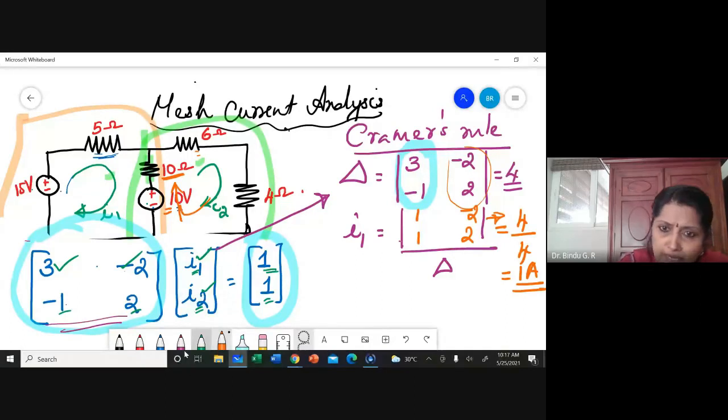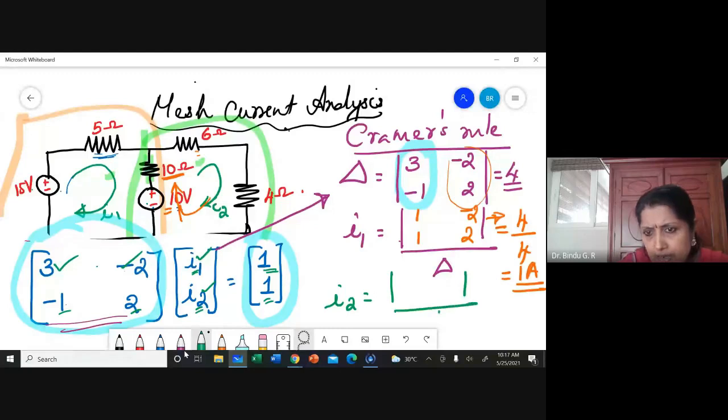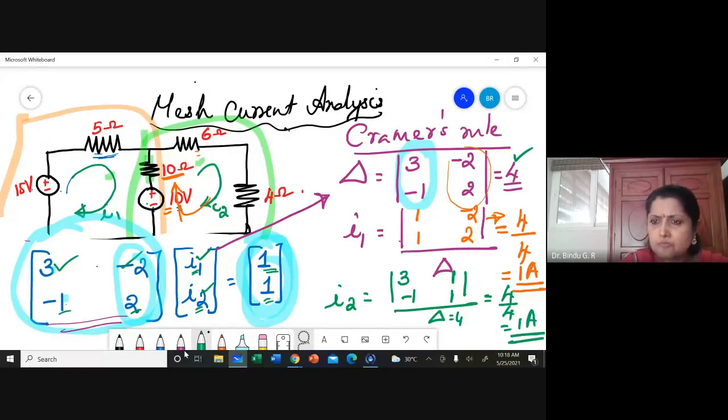Similarly, if I want to find out I2, it is again another determinant by delta. Delta is equal to 4, which I have already found out. In order to find out I2, I replace the second column by 1, 1. So the first column remains the same, that is, I'll have 3, minus 1. The second column becomes 1 and 1, divided by delta. This again happens to be 4 by 4, which is equal to 1 ampere. Okay, this is how you use Cramer's rule.